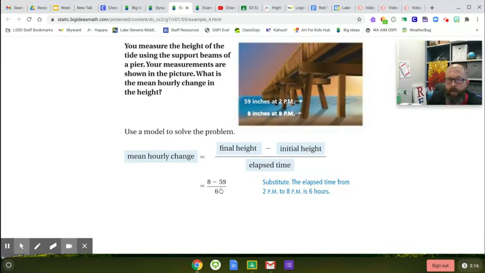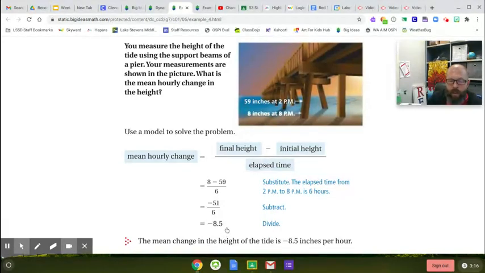So we're going to substitute those numbers in here. We end up with 8 minus 59 divided by 6. 8 minus 59 is negative 51. Divided by 6 gives us negative 8.5. So the mean change, or the average change in height of the tide, is negative 8.5 inches per hour. Okay, so it's going down. Tide's going out, coming in, going out, coming in.